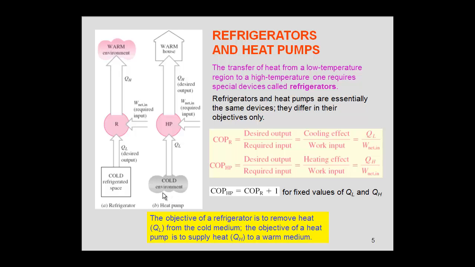For a heat pump, which is not very used here in Mexico, but is very used in the US and in Europe, we would like to have the desired output as QH, the heat that we are rejecting, and we're going to use it to warm up a house, for instance. So since this is the desired output, that will be in the numerator, and the heat we're going to get from the cold environment. Okay, so next video we're going to talk about vapor compression, the ideal vapor compression. Thanks.